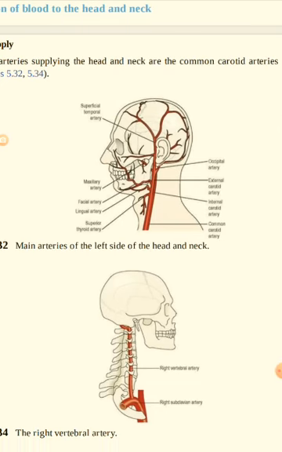Coming towards the internal carotid artery. Internal carotid artery basically supplies the various areas of the brain.